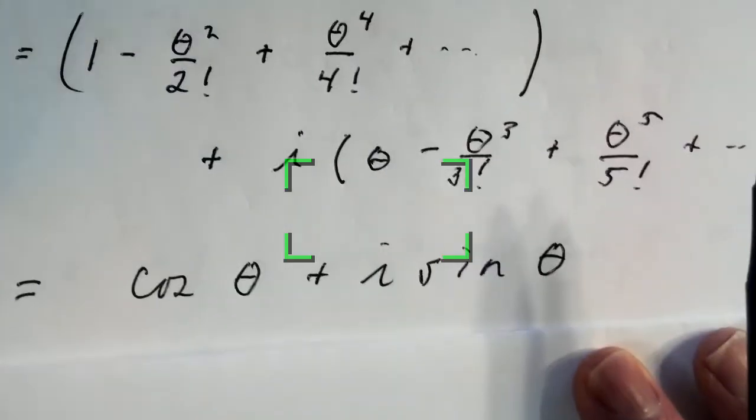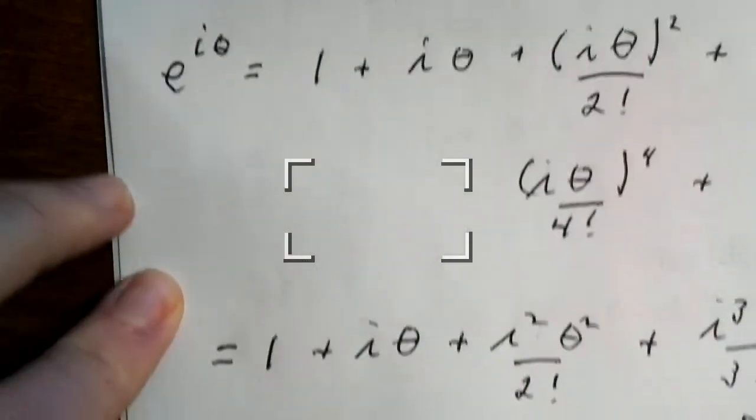So what we have in the end is that e to the i theta simplifies to be just cosine theta plus i sine theta. And that's what Euler's formula says. So there it is in all its splendid glory. e to the i theta is cosine theta plus i sine theta when theta is a real number.